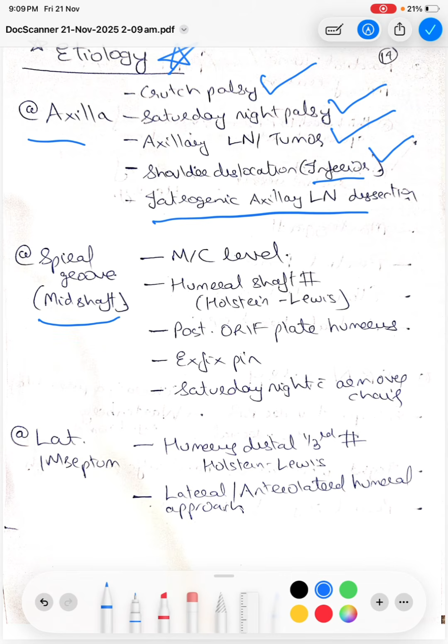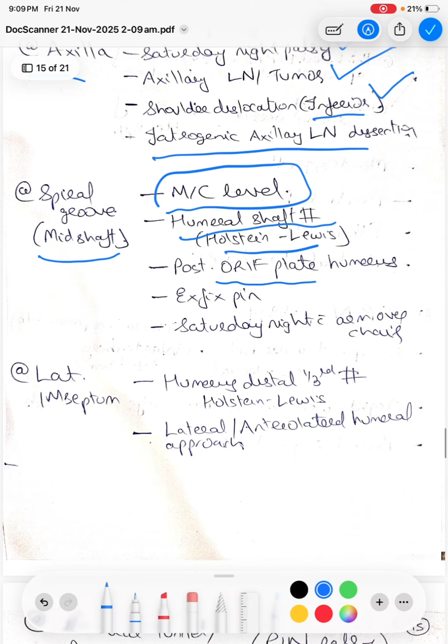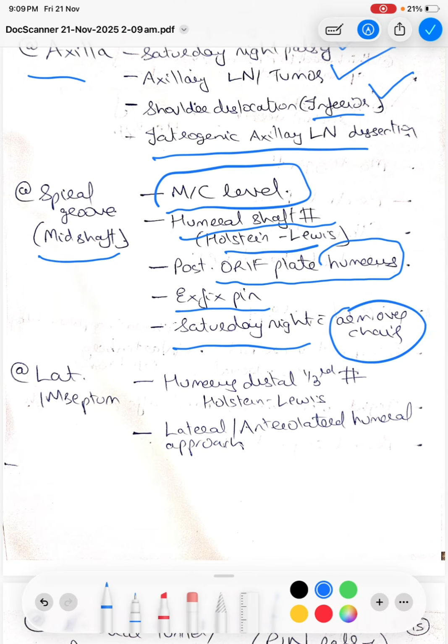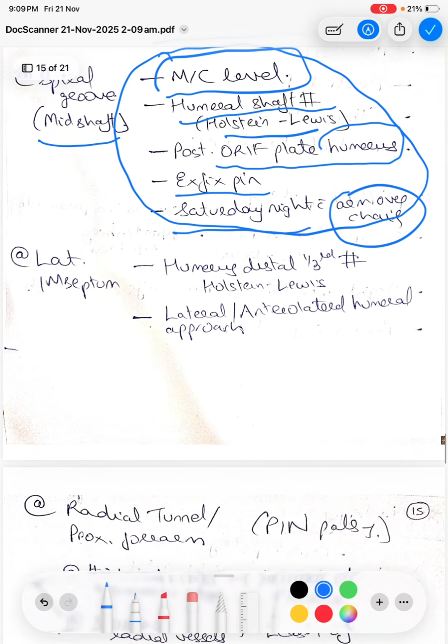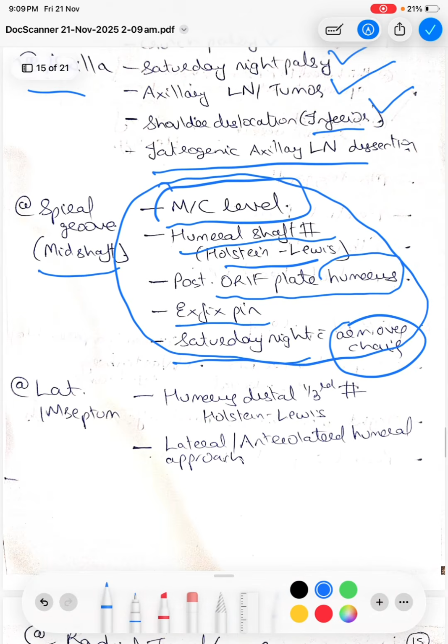At the spiral groove, midshaft, most commonly, as you must have seen in clinical practice, humerus shaft fracture, Holstein-Lewis fracture, post open reduction internal fixation with plate for humerus fracture. In external fixator application, there might be damage due to the pins. And Saturday night palsy with the arm over the chair. These are the most common lesions you see in case presentation and clinical practice, and in the preoperative case of humerus fracture.